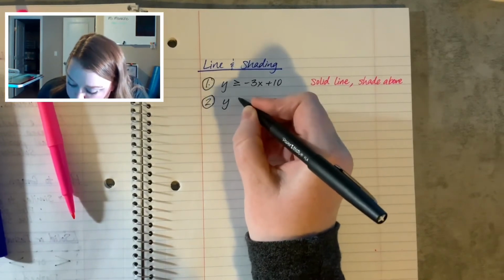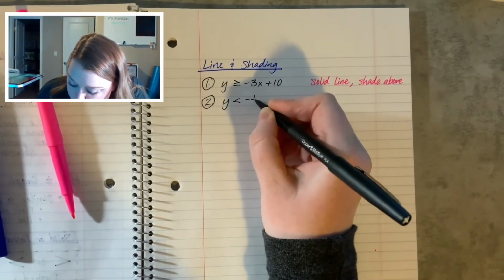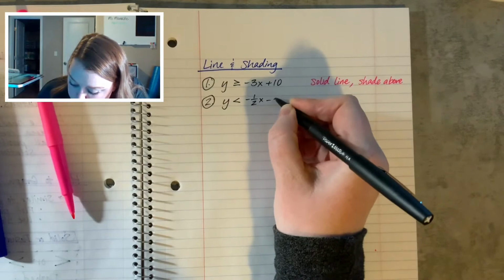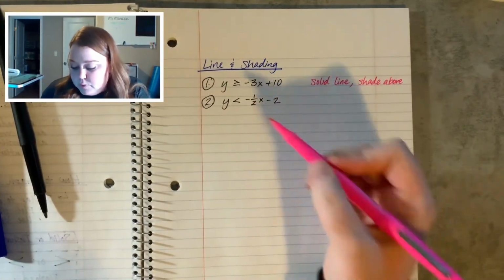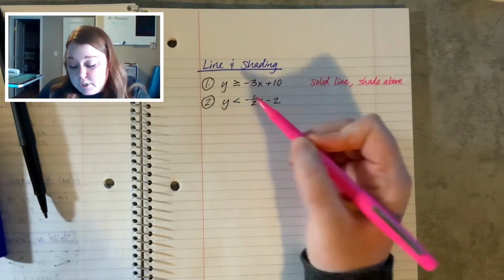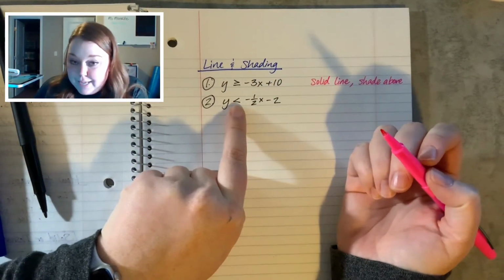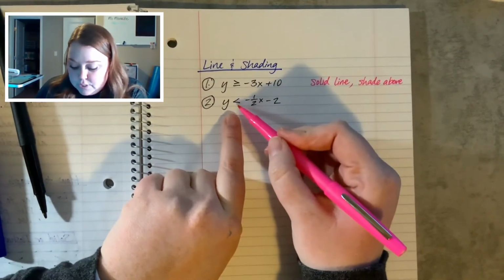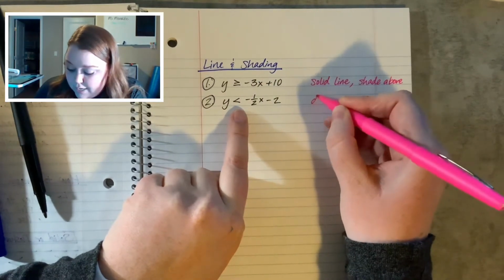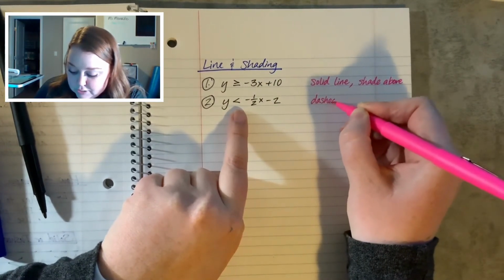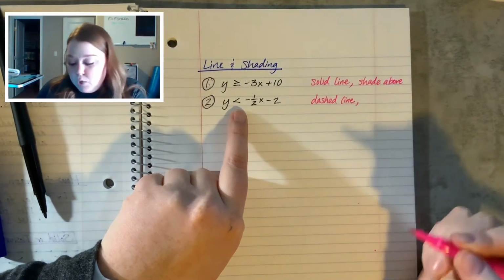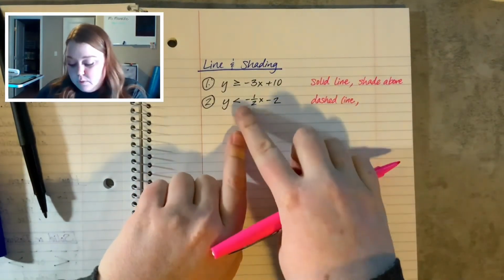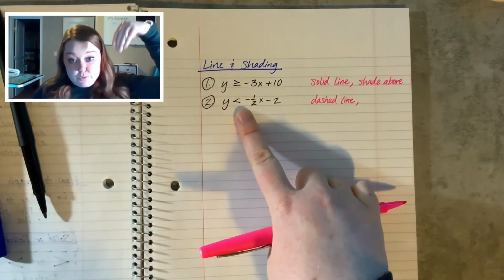I'll do one more with you. Let's do y is less than negative half x minus 2. Once again, it doesn't matter what these numbers are. You're really just focused on the symbol here. This is a less than symbol. Notice it can't be equal. Therefore, it's a dashed line. Would you shade above or shade below? Well, since it's a less than symbol, you would shade below.